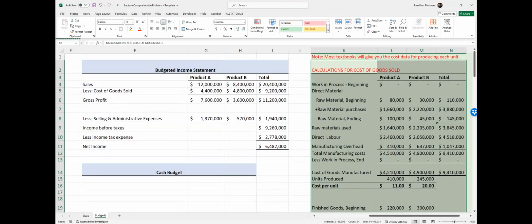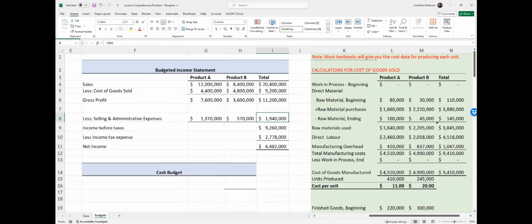Okay? And so from there, we get our gross profit, we subtract all our other operating expenses, and then our income taxes to get to our net income. And that's it with the budgeted income statement. All right, so now, my friends, we're going to move on to the next budget, which is the cash budget.